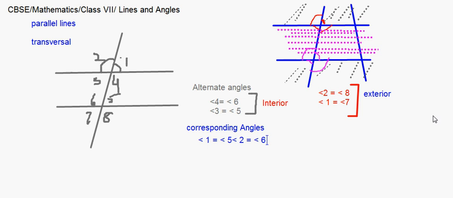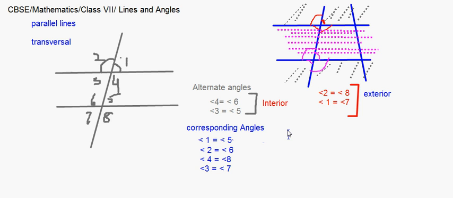Oh, I made a mistake here. There are two different pairs, so I'll write it separately now. Angle 2 will be equal to angle 6, and then angle 4 is equal to angle 8, and then angle 3 will be equal to angle 7. These are 4 pairs of corresponding angles which are equal.